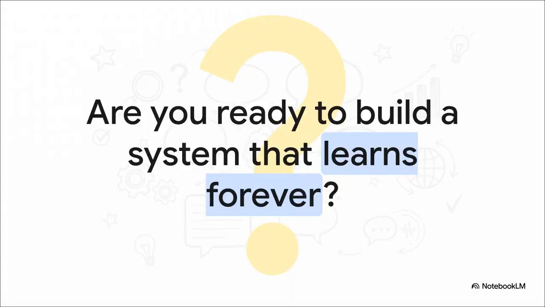Which leaves us with this final thought. Your evaluation pipeline shouldn't just be some static checklist you tick off. It's a living organism. When you embrace the everything blueprint, bridging that rigorous offline testing with constant online monitoring, you create something incredible. So the question is, are you ready to build an AI system that learns from its own mistakes forever?